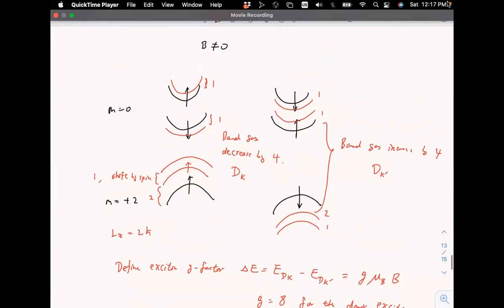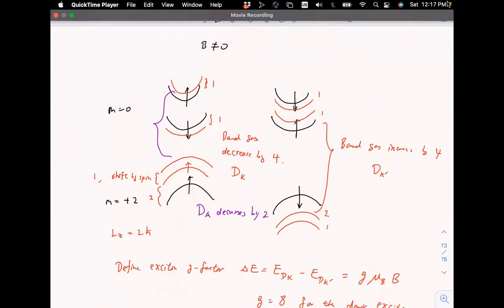So what about the bright one? For the bright one, you can see that the spins cancel each other, because this shifts up, this also shifts up. So it cancels each other. So overall, the energy for the A exciton decreases by 2.